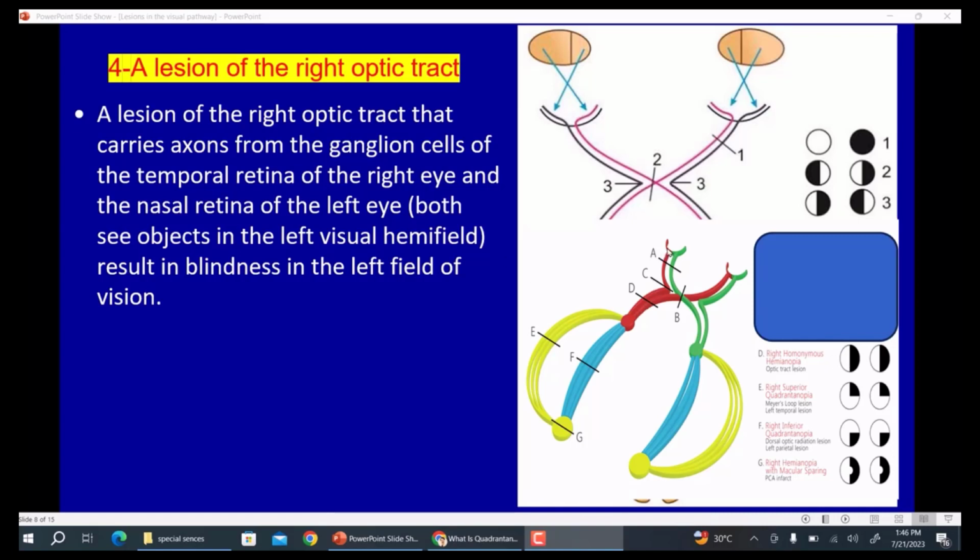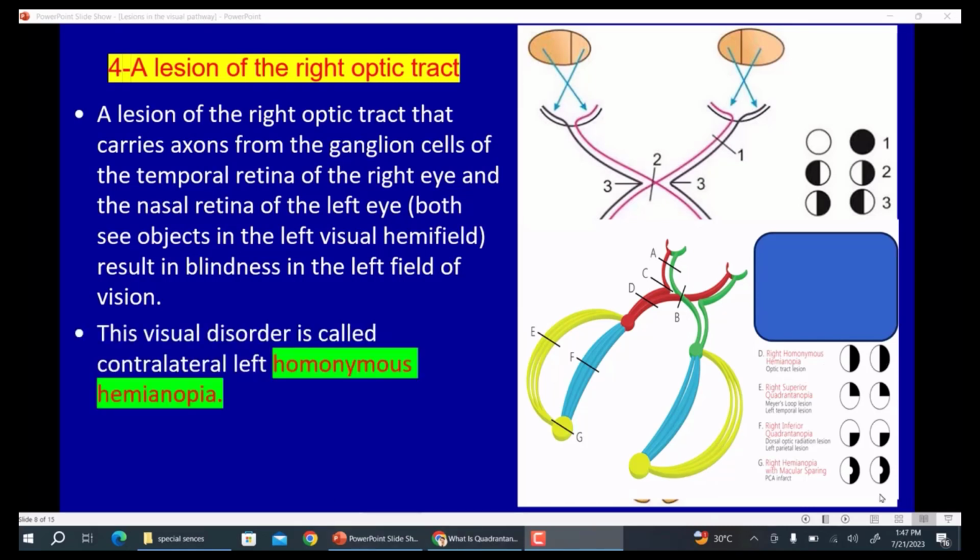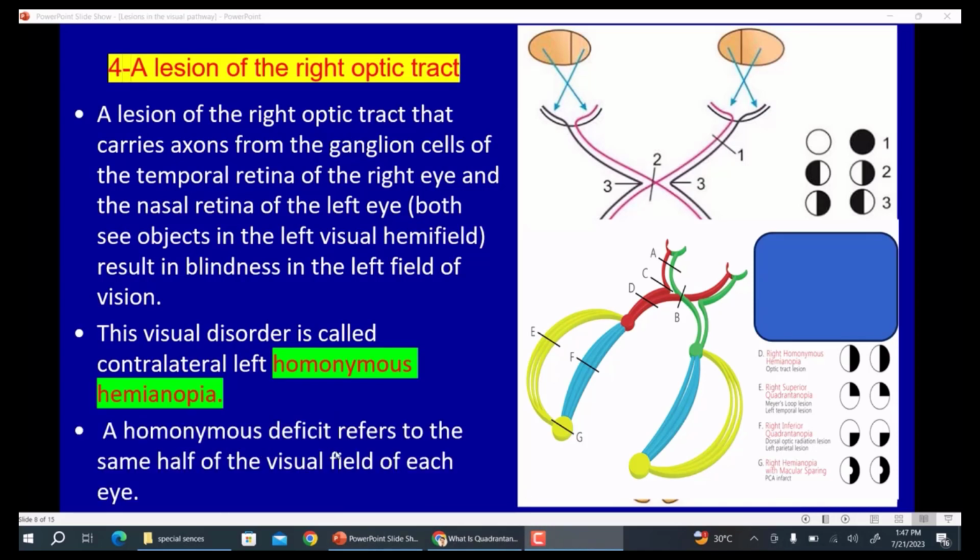In the optic tract, we have fibers from the temporal side of the same eye and fibers from the nasal side of the opposite eye. The loss of vision occurs in both eyes, on the left side. This visual disorder is called contralateral left homonymous hemianopia. Homonymous deficit refers to the same half of the visual field of each eye.